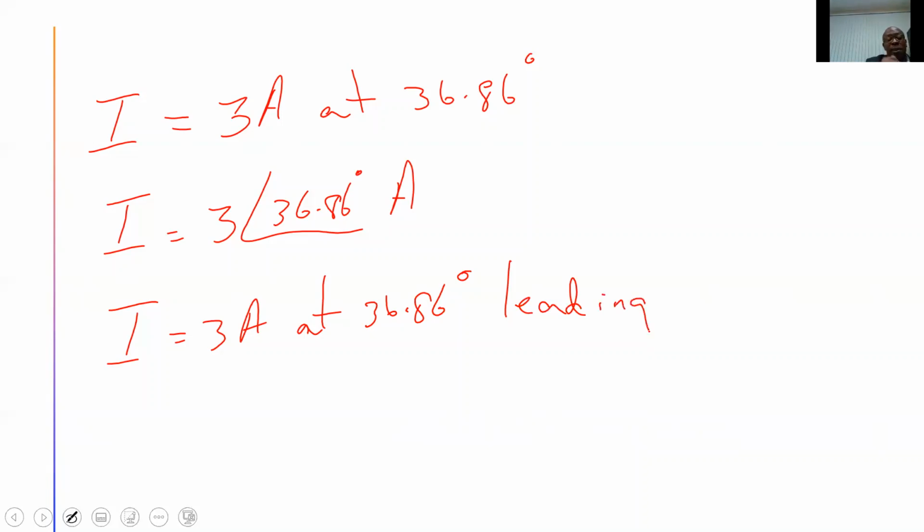And if we were to show that in terms of a diagram, then if I is on that axis, it means that this is V, this is I. So the angle between V and I, this would be 36.86 degrees.